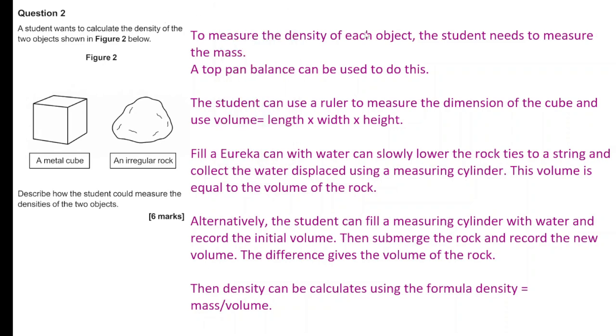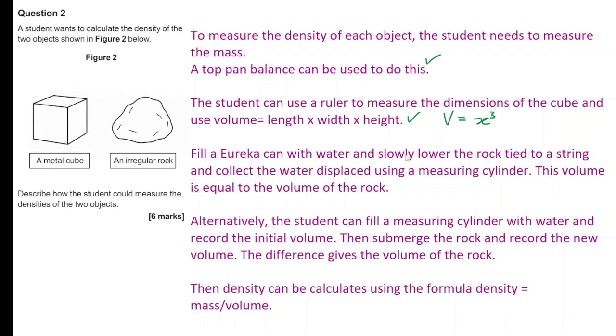To measure the density of each object, the student needs to measure the mass. A top pan balance can be used to do this. So that will be 1 point. The student can use a ruler to measure the dimensions of the cube and use volume equals length times width times height to get that. That will be one thing. Or you can simply say volume is equal to x cubed, or a cubed, whatever the length, cubed, because they are the same.